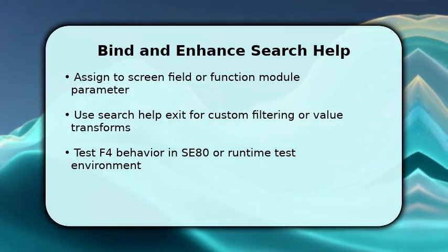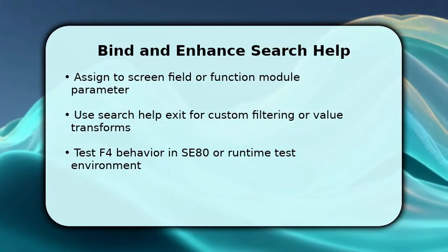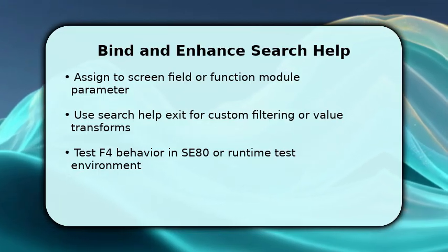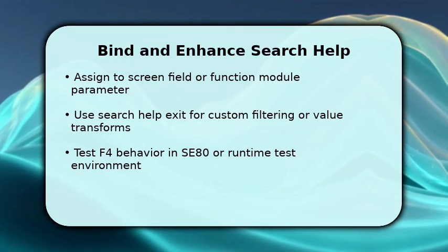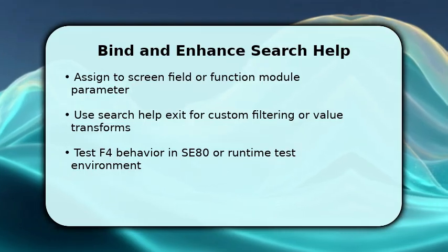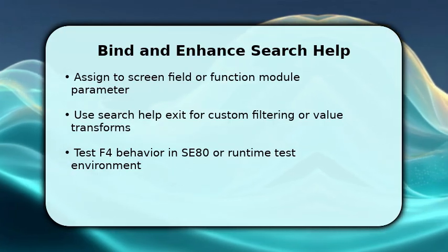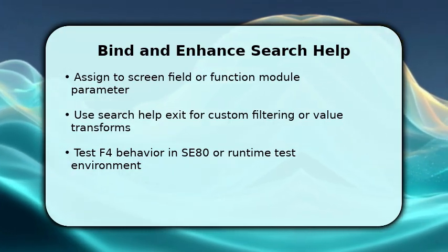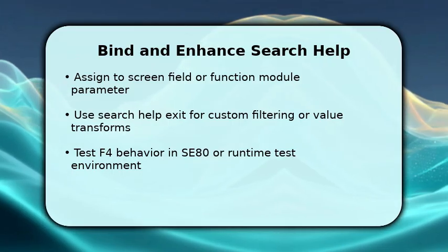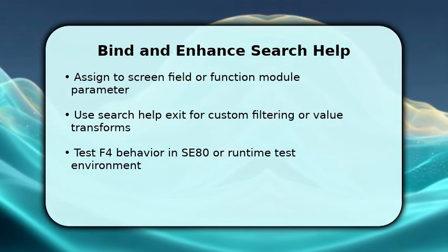If you need custom logic, implement a search help exit to filter results or adapt displayed values. This runs during selection. Once implemented, run an F4 test in SE80 or execute the program to validate the value list, sorting, and selection behavior, and iterate until results match the user expectation.